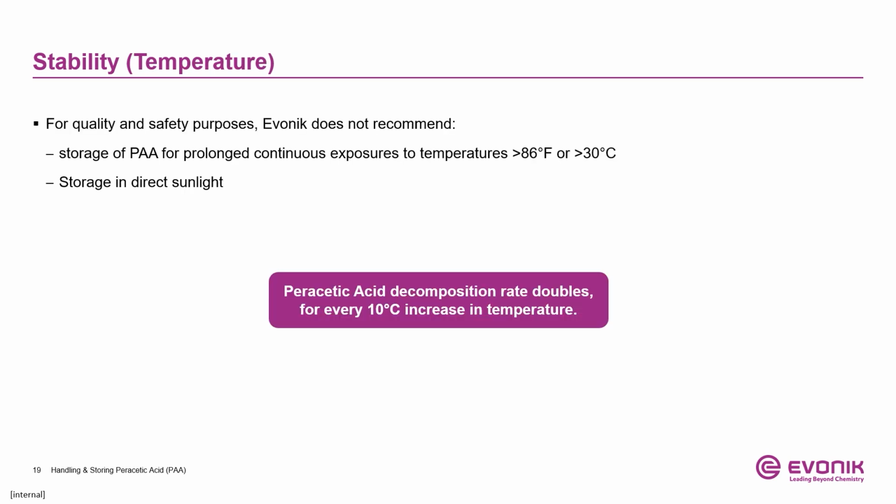Because the peracetic acid decomposition rate is faster with increase in temperature, Evonik recommends that peracetic acid should be stored at less than 30 degrees centigrade or 86 degrees Fahrenheit in order to maintain product quality. Peracetic acid should be stored out of direct sunlight. Keep in mind that decomposition generates heat, which helps to accelerate the reaction. The decomposition rate is expected to double for every 10 degrees Celsius increase in the product temperature.